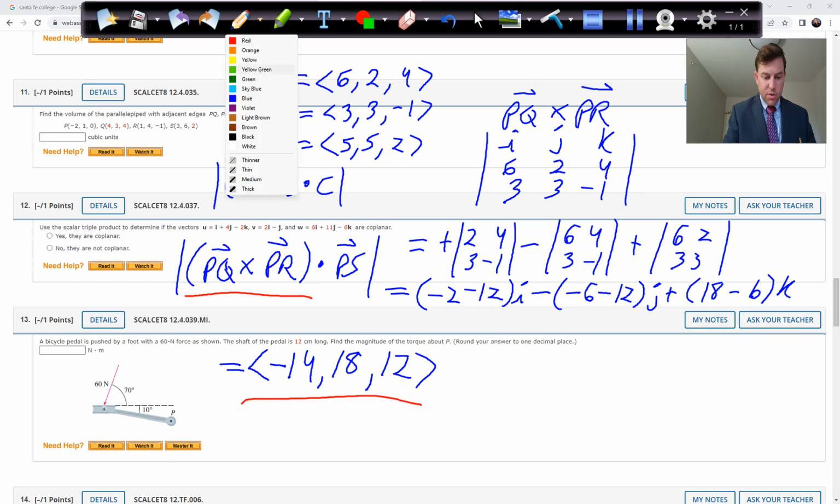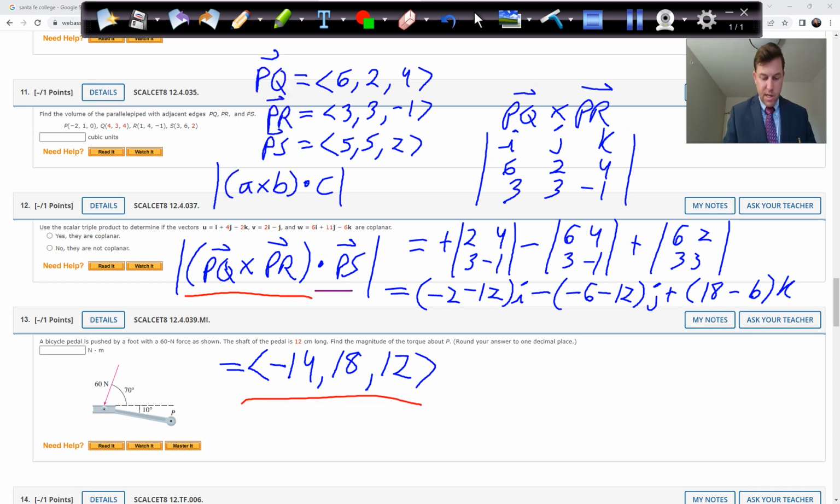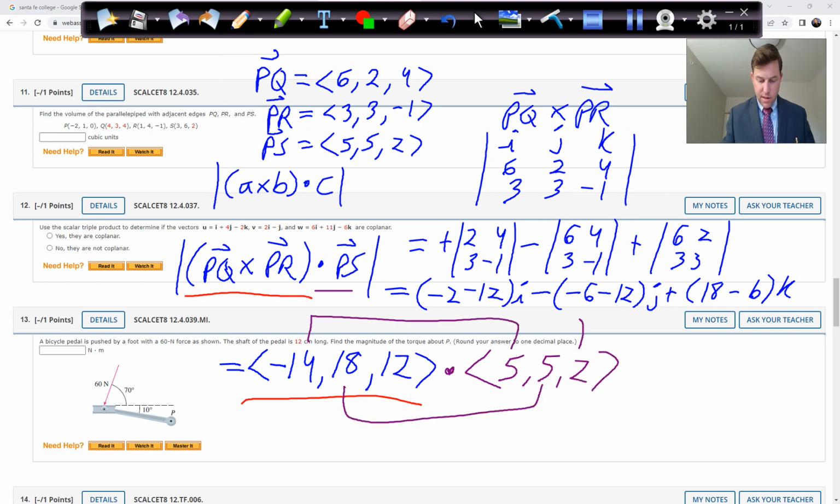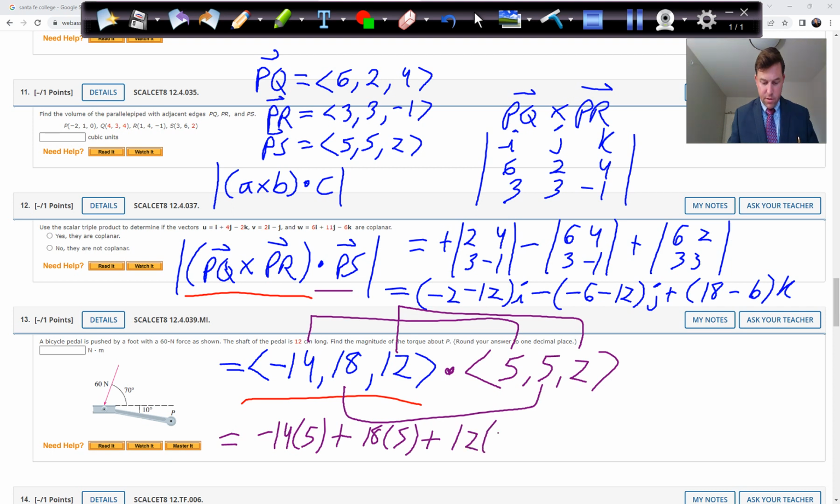Then they want us to dot that with PS. So dot PS, which is 5, 5, 2, and we're going to match the first 2, the second 2, and the third 2, and we're going to get this dot product will be minus 14 times 5 plus 18 times 5 plus 12 times 2. And if you do that, you're going to get 44.